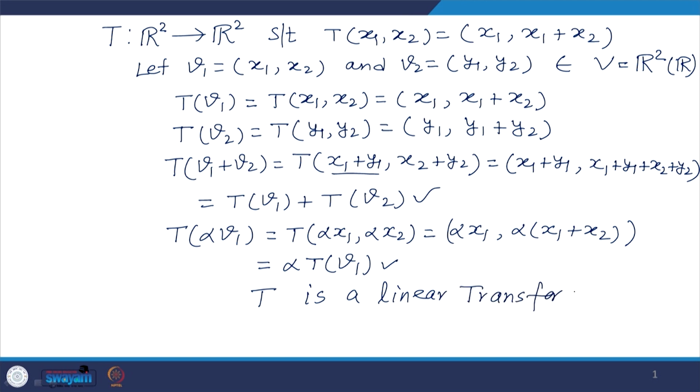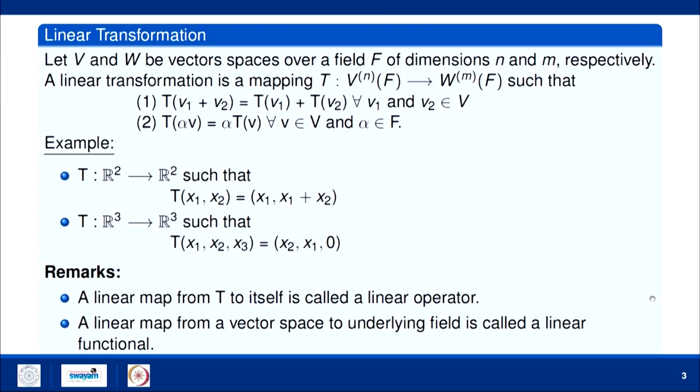So, this is the working process for checking whether a transformation is linear or not. Similarly, another example is T from R3 to R3 such that T of x1 x2 x3 equals x2 x1 0. So, what is the geometrical interpretation of a linear transformation? We apply this transformation to a vector and it scales, rotates, or changes the shape of that.